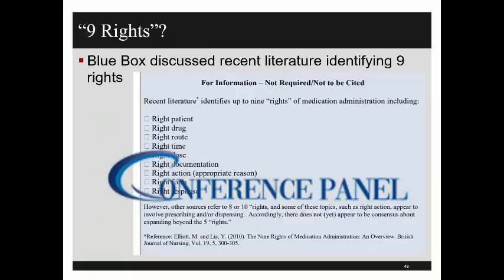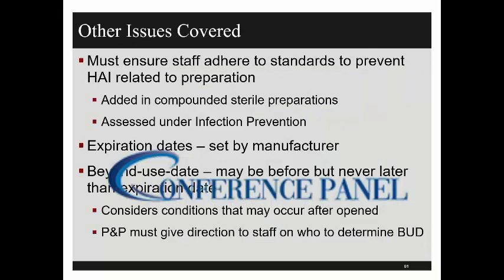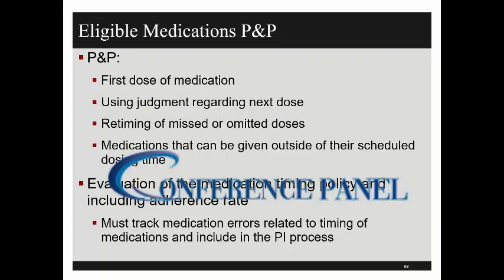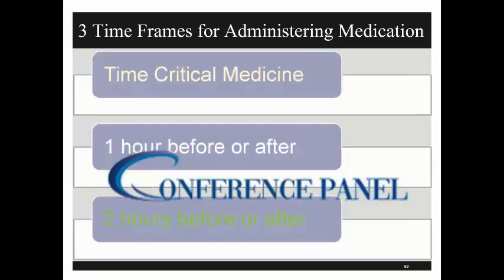I talked about the blue box. This is the blue box. It's just information from CMS for us as providers. They also talked about some other issues in this area. For the eligible medications, your policy and procedures have to address when is the first dose and when can the nursing staff use judgment on the next dose. 3 timeframes. Again, thank you, ISMP. They came up with these 3 timeframes. I wish that had been around 20 or so years ago. Would have saved me a lot of angst.